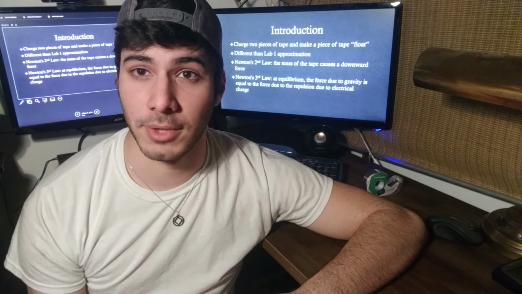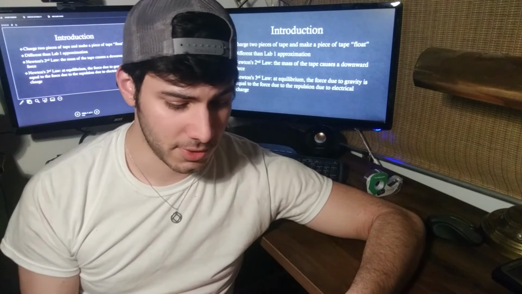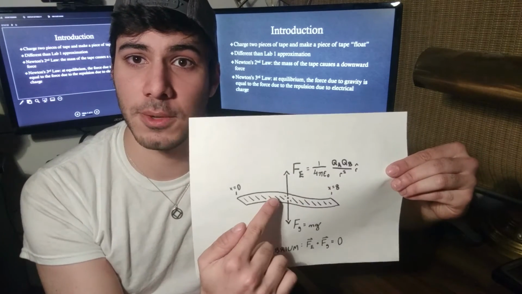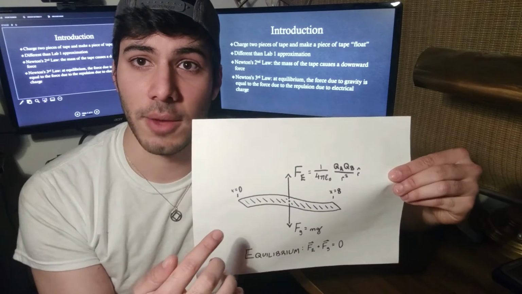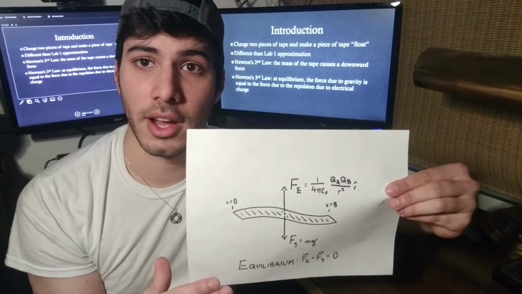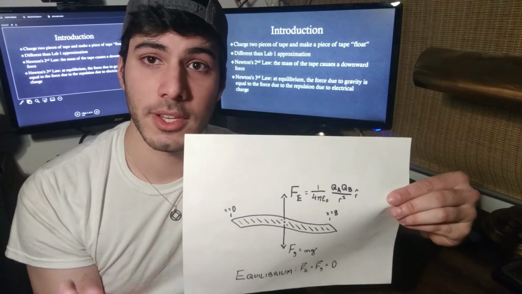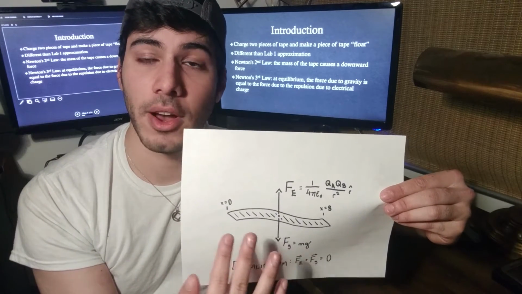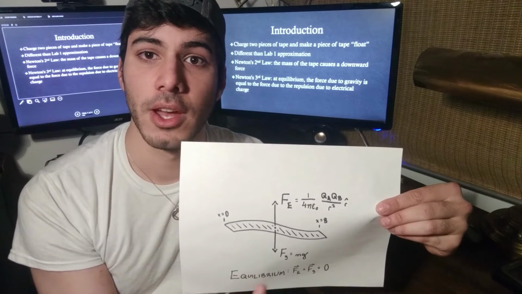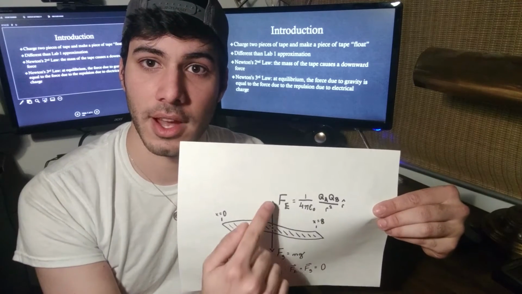So we're going to repeat a portion of Lab 1 with some different approximations. From what you'll remember from Lab 1, we had a charged piece of tape and we assumed it was a single point charge. Now from Newton's second law, since this piece of tape has mass, it has a downward force due to gravity. And so what we did is we brought another like charged piece of tape underneath it, and those repelling forces due to the electric fields on each would cause an upward force, this electric force right here.